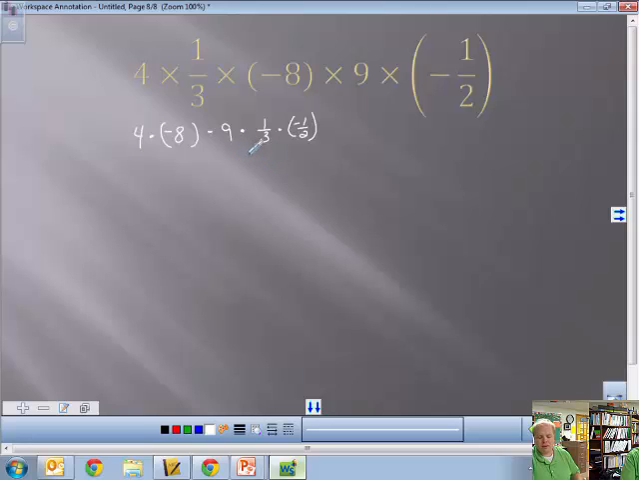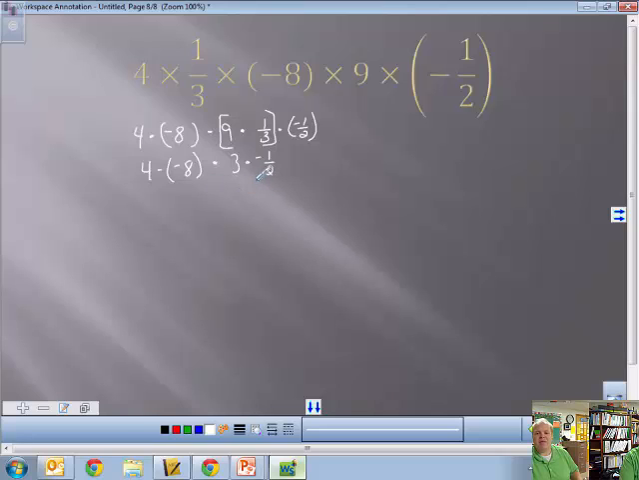Now, I could also change the grouping here. I can multiply this, and the reason I would do that is because I know that 3 is a factor of 9, and I'm not going to have a lot of fractions left over. That's one way. Now remember, there are multiple ways to do this. So let's try that for a minute. So I have 4 times a negative 8 times 9 times 1/3, which is just 3, times a negative 1/2.